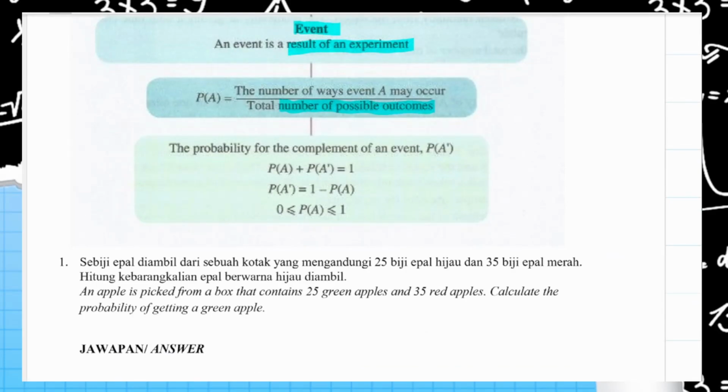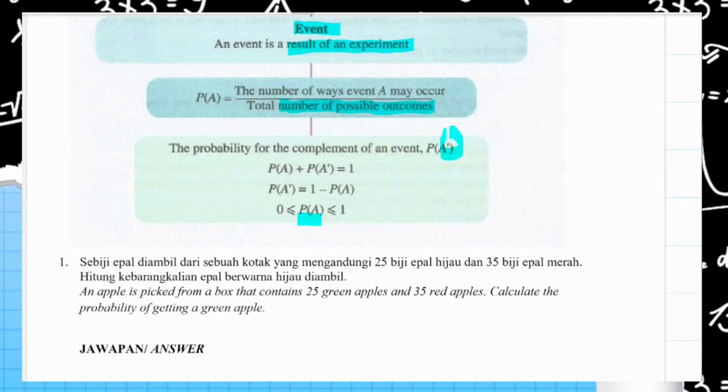Next, the probability of the complement of an event, written P(A'). The formula is the probability of A plus the probability of the complement of A is equal to 1. You can use this formula to find the probability of an event or its complement when you are given the information. One more thing to remember: the value of a probability must be less than or equal to 1 and greater than or equal to 0.